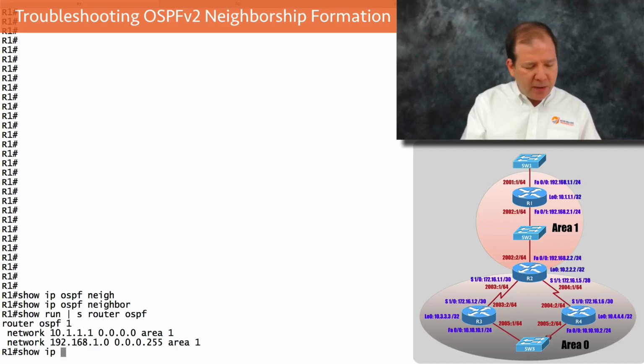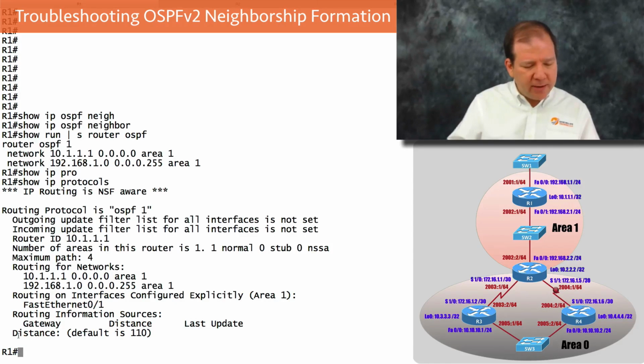Let's do a show IP protocols, try to get some more insight. Now look at this. It says we are routing for interface Fast Ethernet 0/1. We're told that it is explicitly configured and it's a member of Area 1, so it is participating. However, we don't seem to be routing for that network. Something else is wrong. So let's dig a little bit deeper.